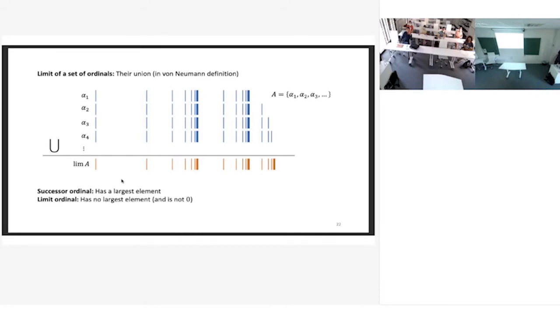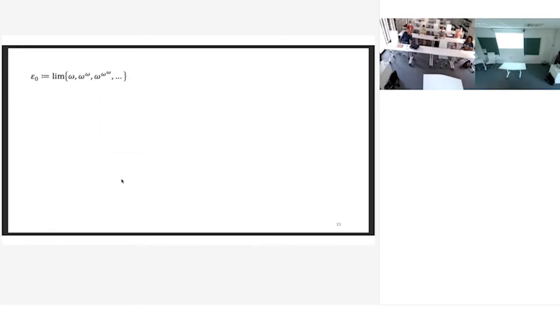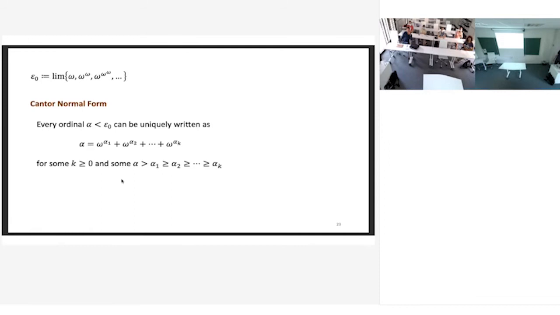Okay, there are two types of ordinals: successor ordinals, which have a largest element, and limit ordinals, which do not have a largest element. And there's also the zero ordinal, which is the empty ordinal. Then this famous ordinal epsilon zero, which is the limit of omega, omega to the omega, omega to the omega to the omega, and so on. And there's what's called Cantor normal form. Each ordinal smaller than epsilon.